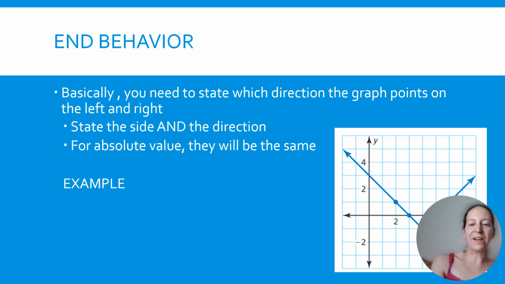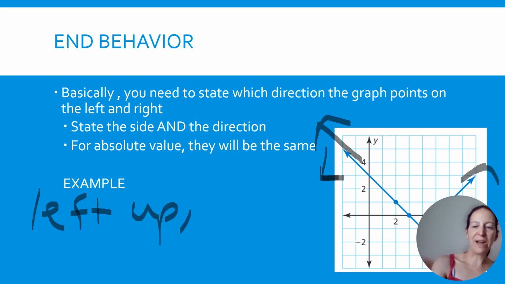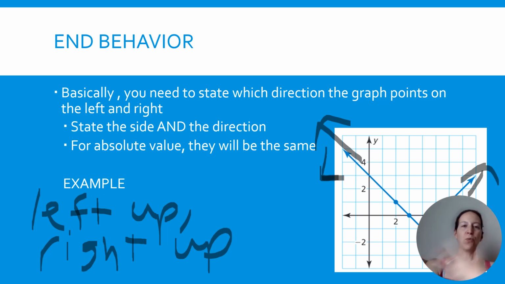So for this one, if I look at the left side, I can see that the graph is pointing up. So you could just write left, up. And then you come over here to the right side and you see that the right is pointing up. You can sometimes get away with saying both sides point up. Like that is fair game. But typically you'll say which side and then which direction it is pointing.